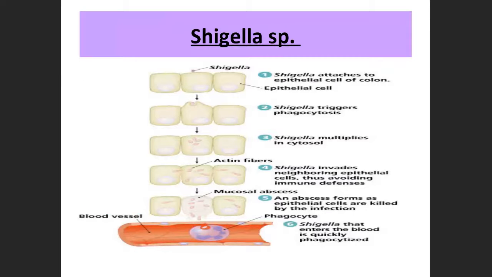The organism is non-motile, so it is not likely to spread past the GI tract. So yes, it does invade and it spreads from one cell to the other, but if it were to try to invade the blood, it does not have good protection from actual phagocytic cells.